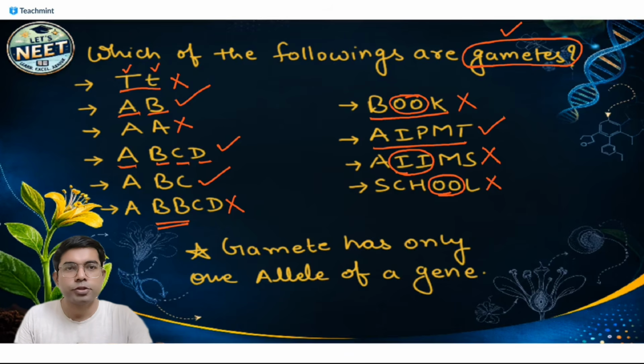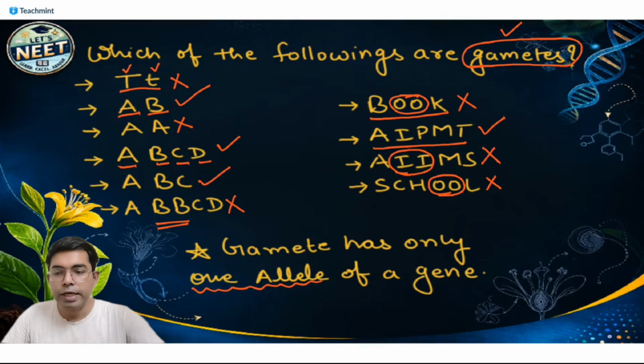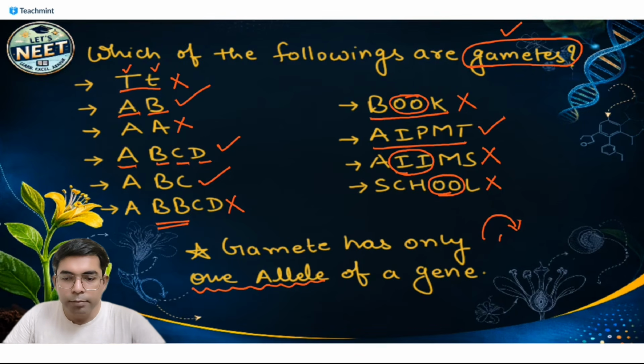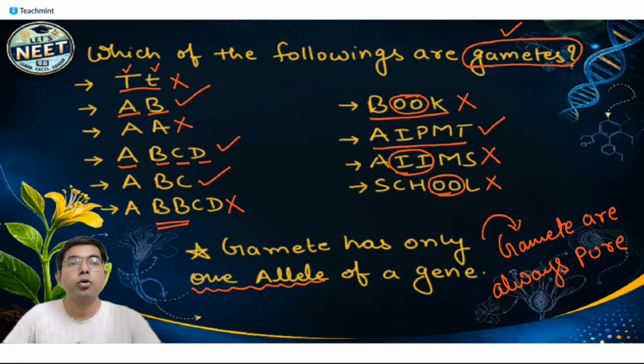Sometimes a question is asked, which of the following is a gamete or which of the following is not a gamete. So basically, a gamete has only one allele of a gene, and that is why we say that gametes are always pure, because each gamete only has one allele. So we understand how to identify a gamete.